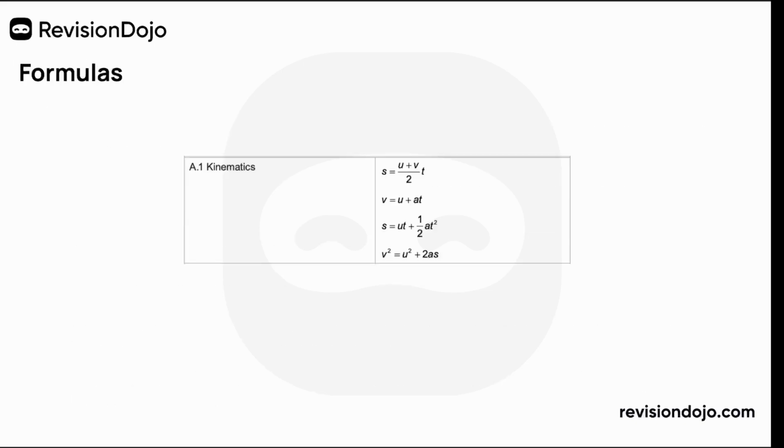These are the formulas for A.1.1. As you can see, they make up the entirety of the section of the formula booklet on A.1 kinematics. These four formulas are the SUVAT equations that we will be seeing at the end of this lesson.